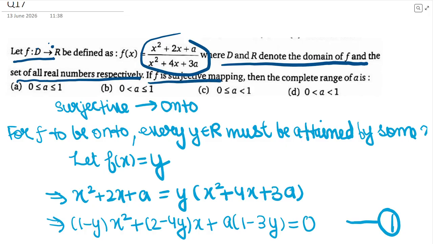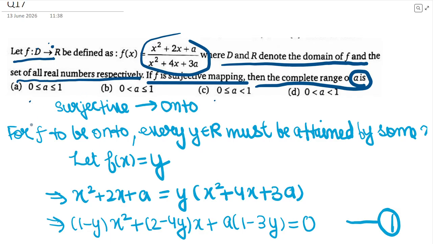If f is a surjective mapping, then the complete range of a is? Alright, so we can see from the options, which have already told us that a is going to lie between 0 and 1. We just need to look out for the inequality, whether it is equal or not.